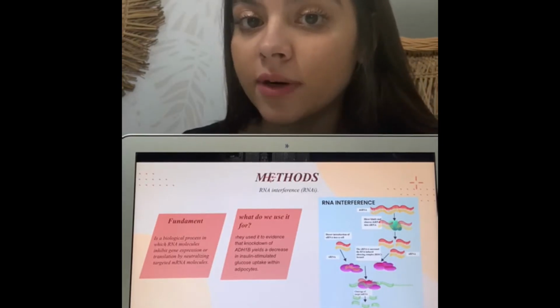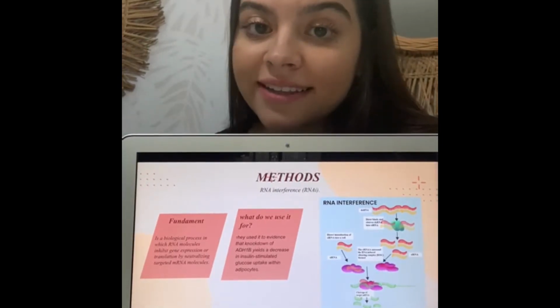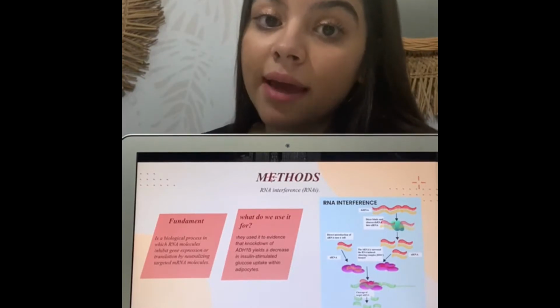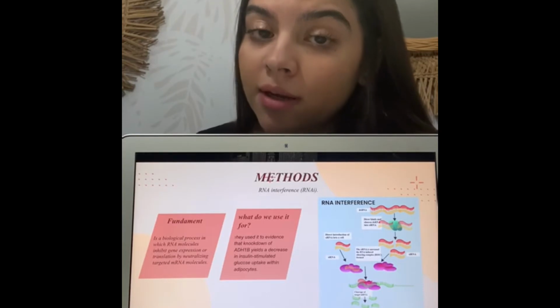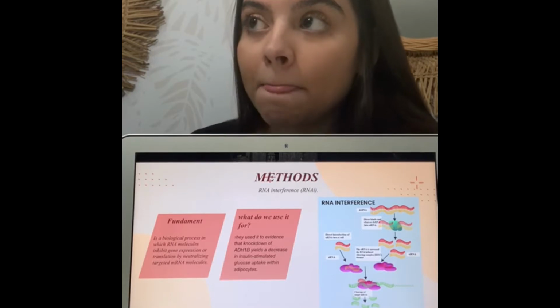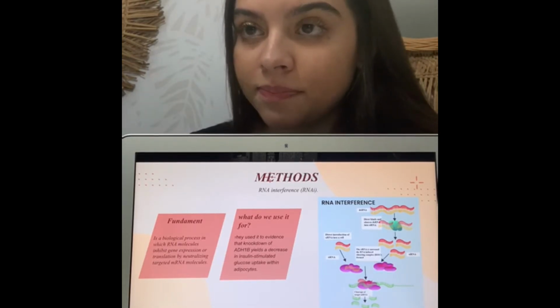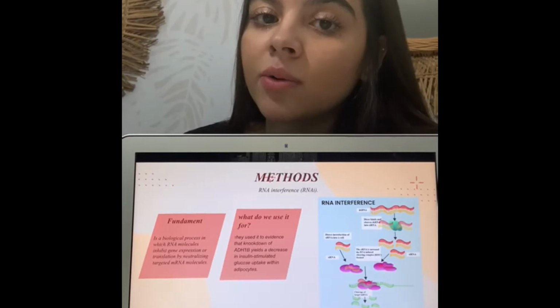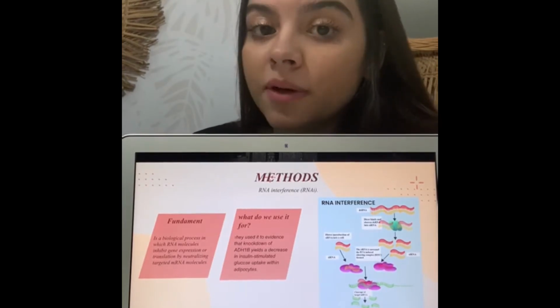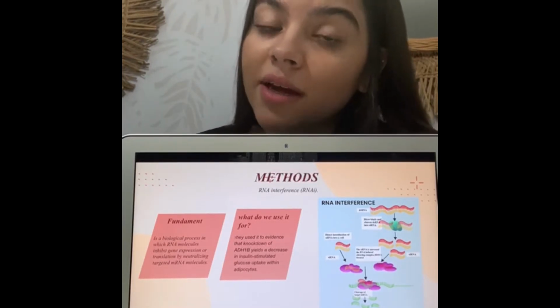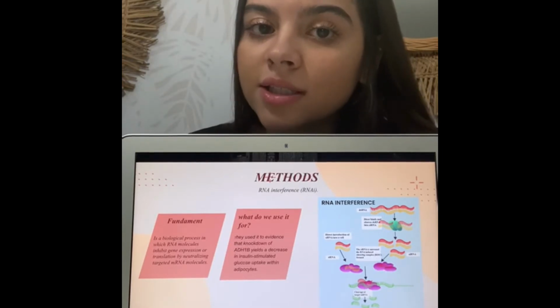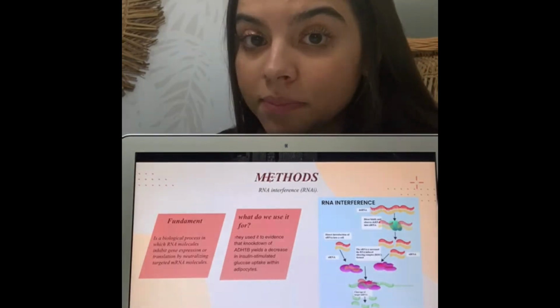to RNA interference. These small RNAs can direct enzyme complexes to degrade mRNA molecules and thus decrease their activity by preventing translation or through post-transcriptional gene silencing. So, what do we use it for? In the article, knockdown of ADH1B was performed by transfection of differentiated preadipocytes with an ADH1B-specific pool siRNA or non-targeting control siRNA.